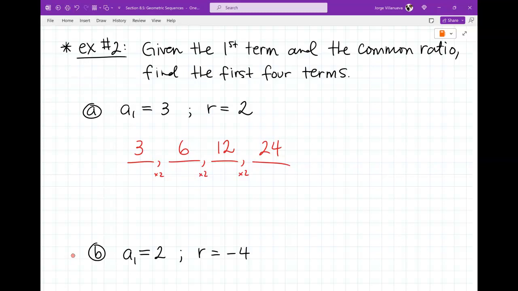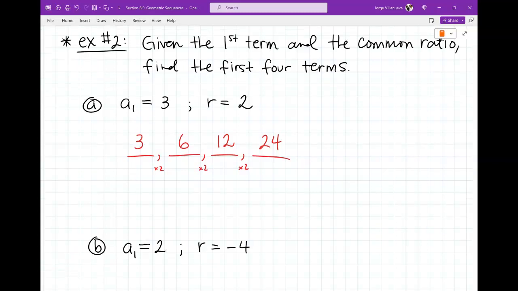Notice if I were to ask you, is this an arithmetic sequence? Well, 3 to 6, you add 3. But 6 to 12, you add 6. And then 12 to 24, you add 12. So that's not an arithmetic sequence. It's changing, right? But it is a geometric one, because from 3 to 6 to 12 to 24, we just double it every single time. So it's just times 2.